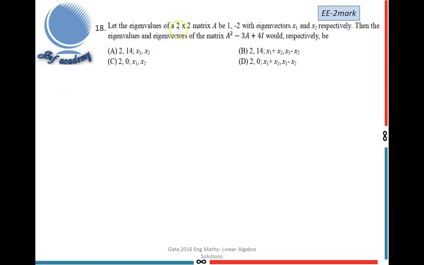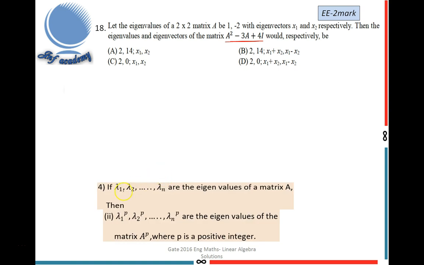The 18th problem is, let the eigenvalues of a 2 by 2 matrix A be 1 and minus 2. You have to find the eigenvalues and eigenvectors of the matrix A square minus 3A plus 4I. This question is from the EE department and it has 2 marks. Here I use only one property of eigenvalues. If lambda 1, lambda 2, etc. lambda n are the eigenvalues of a matrix A, then lambda 1 power p, lambda 2 power p, etc. lambda n power p are the eigenvalues of the matrix A power p, where p is a positive integer.